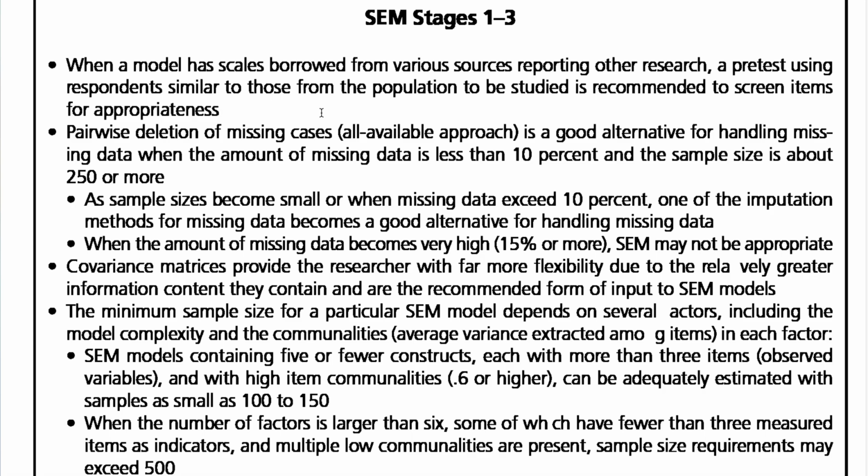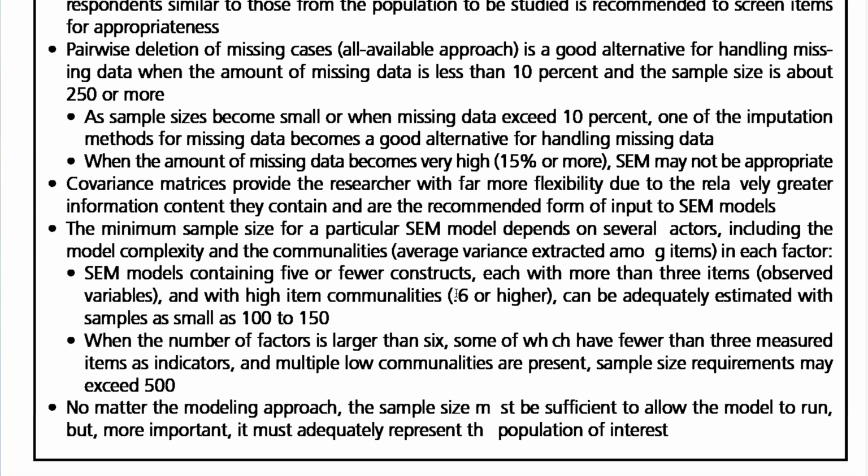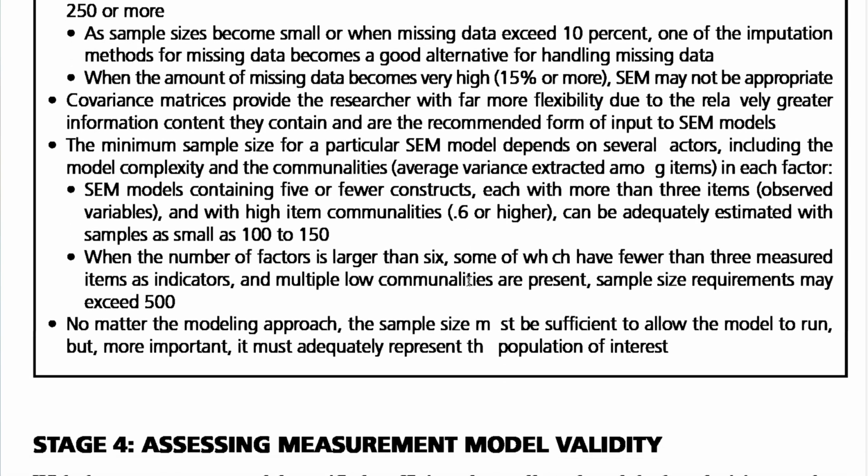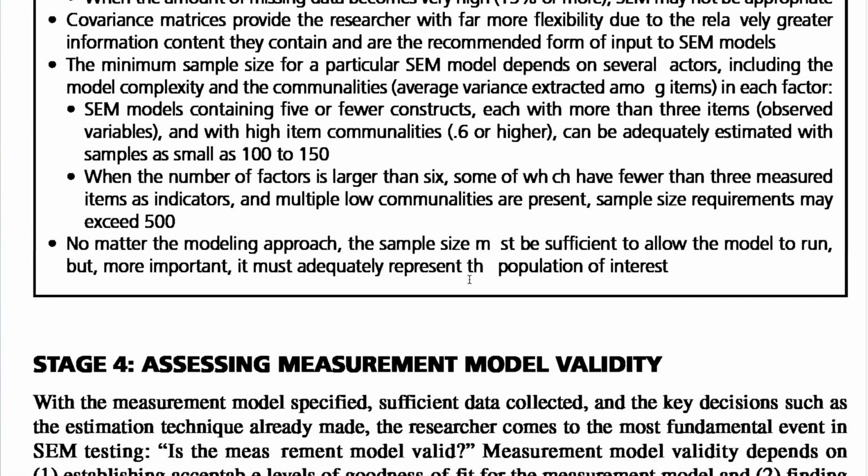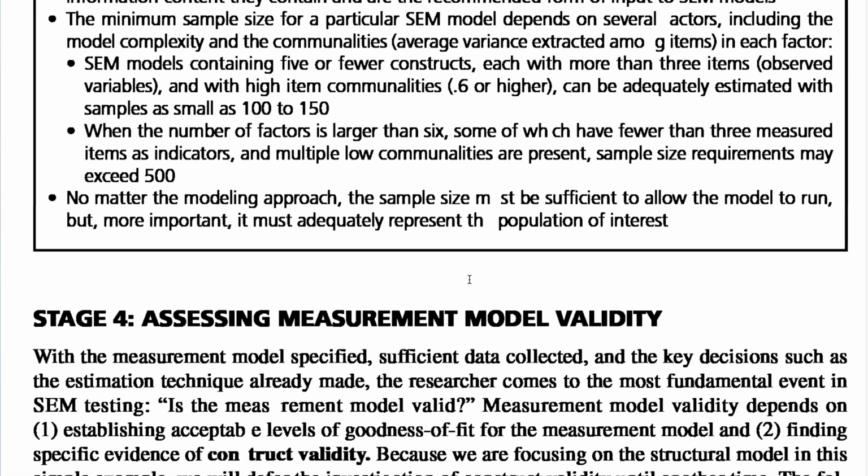The minimum sample size for a particular structural equation model depends on several factors including the model complexity and the communalities, the average variance extracted among the items in each factor. Structural models containing 5 or fewer constructs, each with more than 3 observed variable items, and with high item communalities, 0.6 or higher, can be adequately estimated with samples as small as 100 to 150. When the number of factors is larger than 6, some of which have fewer than 3 measurement items as indicators, and multiple low communalities are present, sample size requirements may exceed 500.